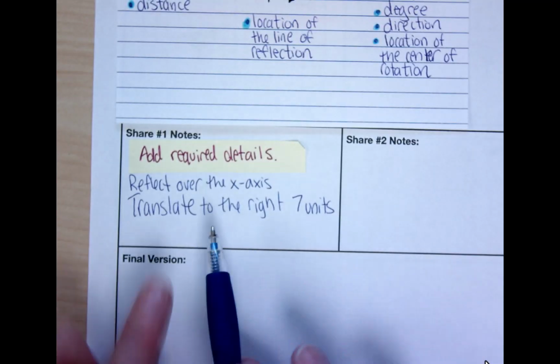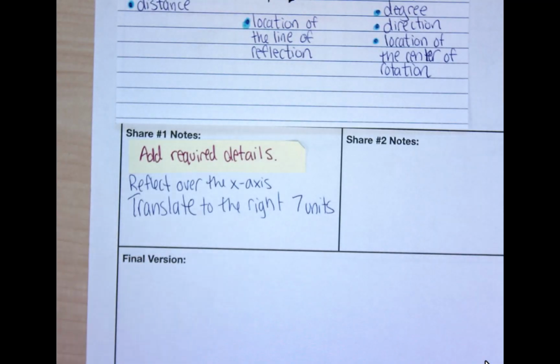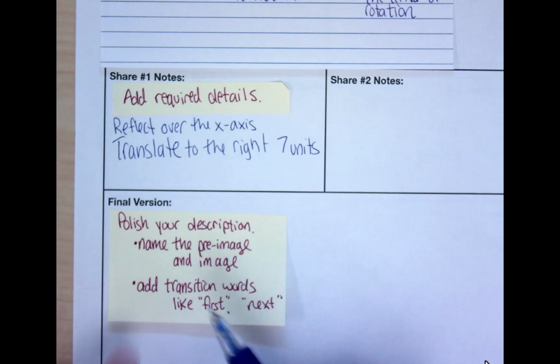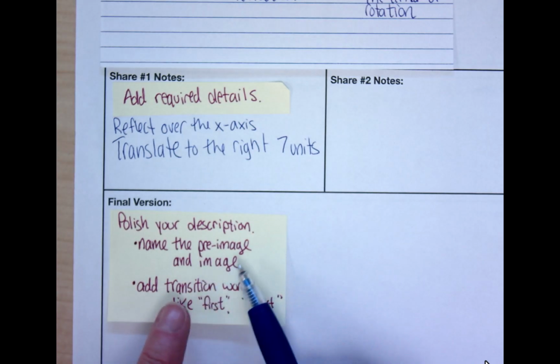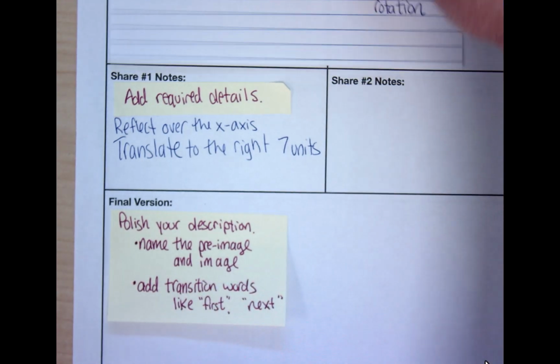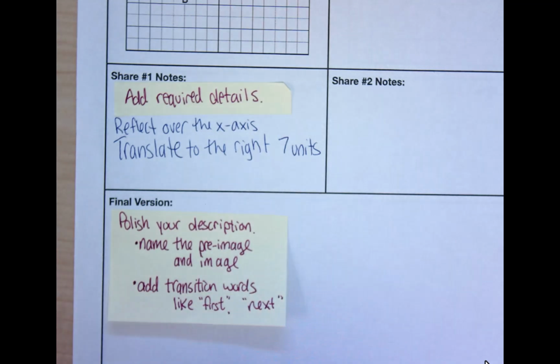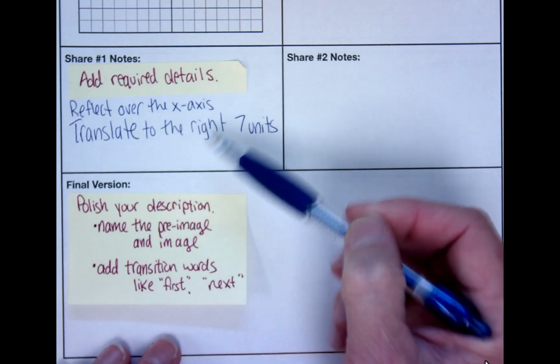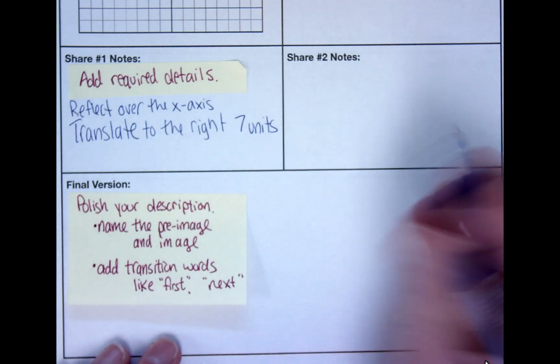And then that's pretty good. But if we want to make it super nice, if we want to really dress it up, we can polish that description, maybe naming the pre-image and the image, triangle ABC and triangle A prime, B prime, C prime. And if you have more than one transformation, maybe use words like first and next. So let's dress this up a little bit and we'll have a beautiful final version.